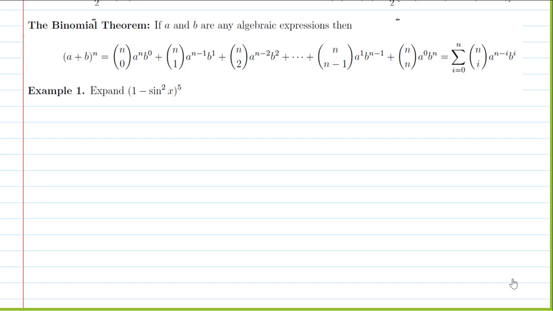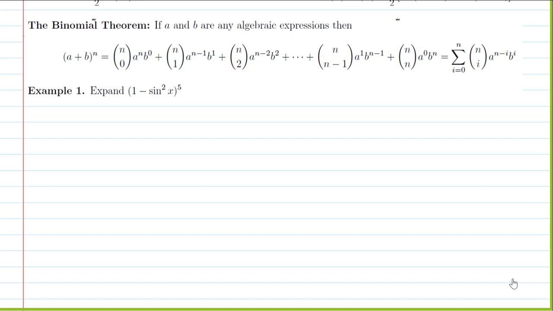So for our first problem, it just says expand (1 minus sine squared x) raised to the 5th power. Doing this the old-fashioned way, we would have to write 1 minus sine squared x out 5 times, and then multiply those 5 binomials by each other. That's going to take a really long time, because a binomial times a binomial gives you a trinomial, and then a trinomial times a binomial is going to be 4 terms. 4 terms times a binomial is going to be 5 terms, and so forth. We would have to do that until we had multiplied through all of those things.